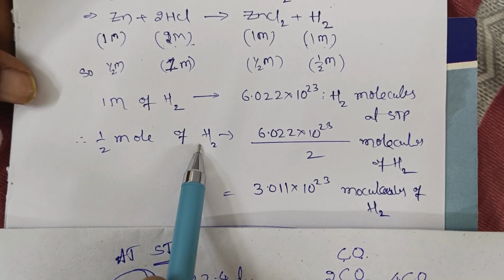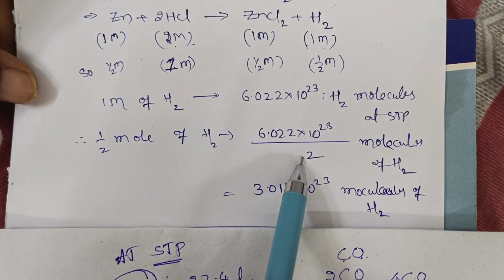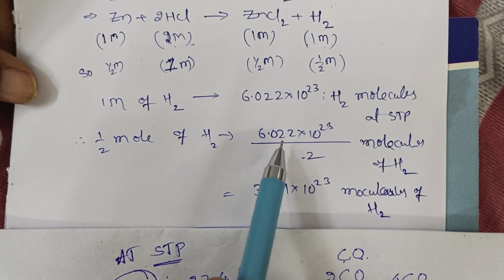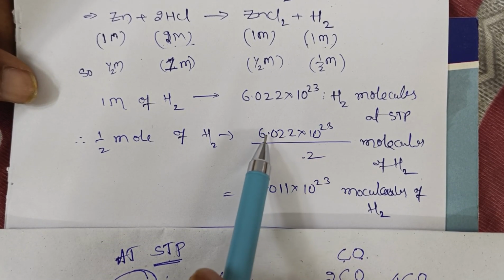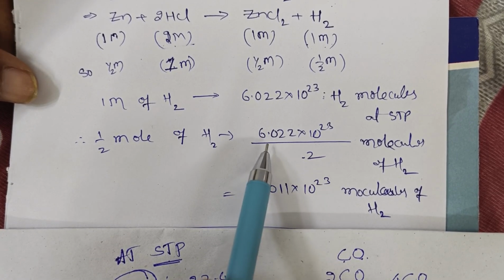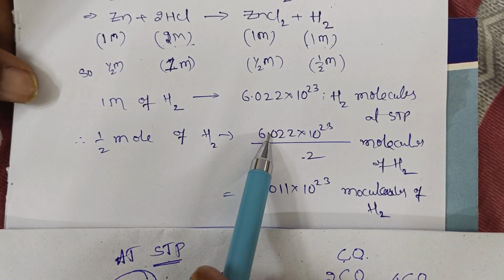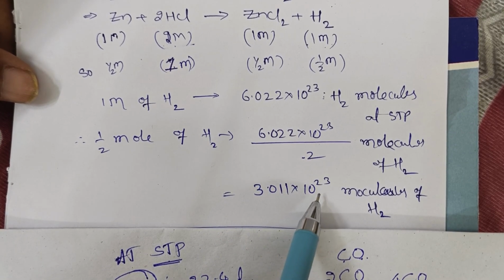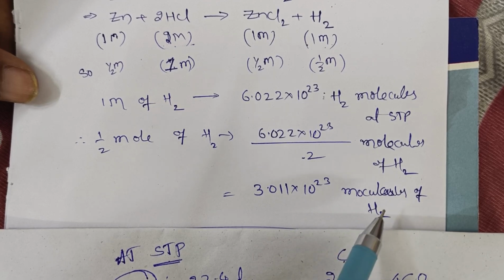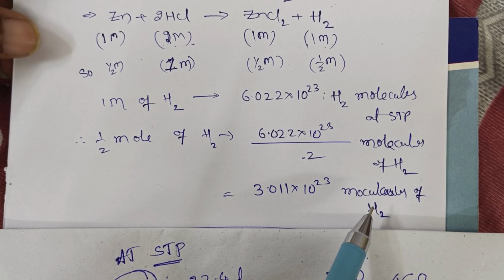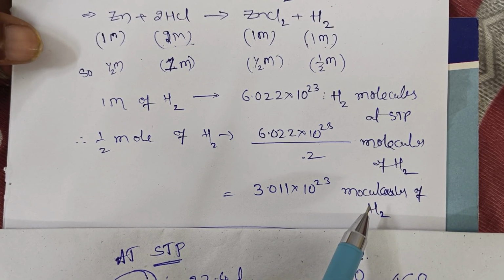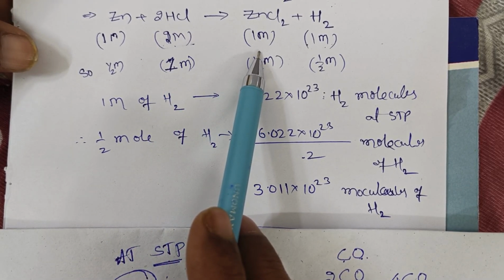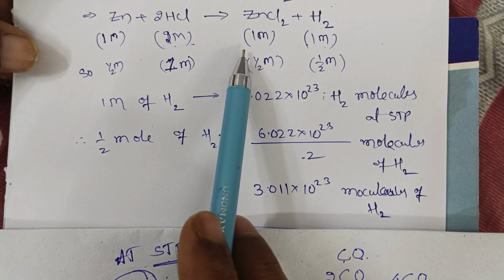Then half a mole of hydrogen contains half of it: 6.022 divided by 2. We should not multiply, we should divide. If you divide, 3.011 × 10^23 molecules of hydrogen gas will be liberated. This is by simple thinking, a simple interpretation of the balanced chemical equation.